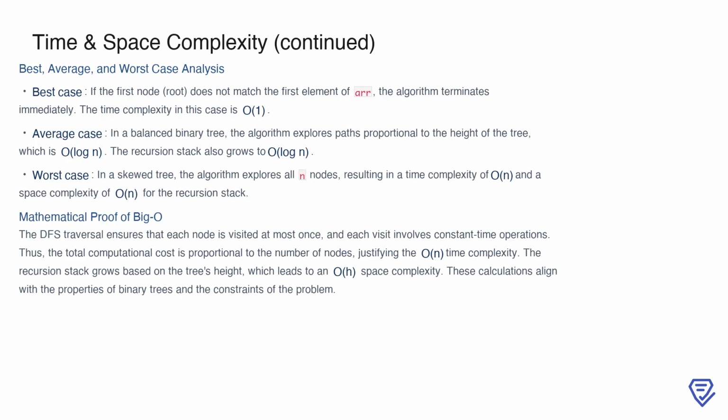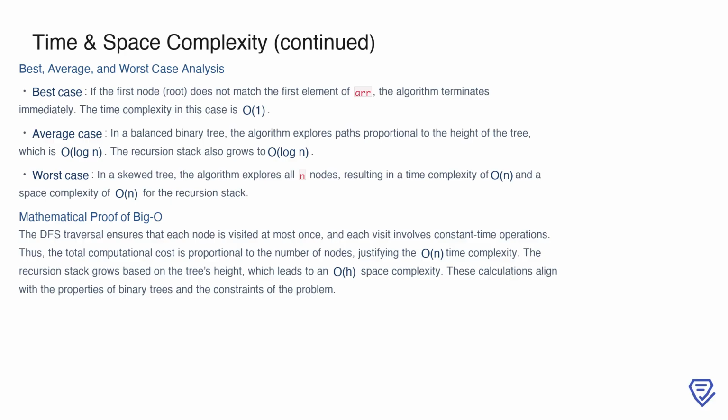Finally, let's break down the best, average, and worst-case scenarios of our algorithm. In the best case, if the root node's value does not match the first element of the array ARR, the algorithm terminates immediately. Here, the time complexity is O(1). In the average case, for a balanced binary tree, the algorithm explores paths proportional to the tree's height, which is O(log n). The recursion stack in this scenario also grows to O(log n). In the worst case, such as in a skew tree, the algorithm explores all n nodes, resulting in a time complexity of O(n) and a space complexity of O(n) due to the recursion stack.